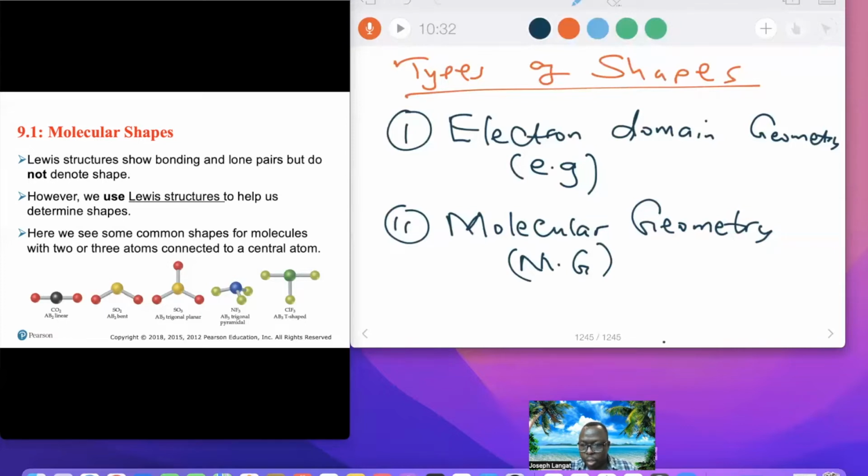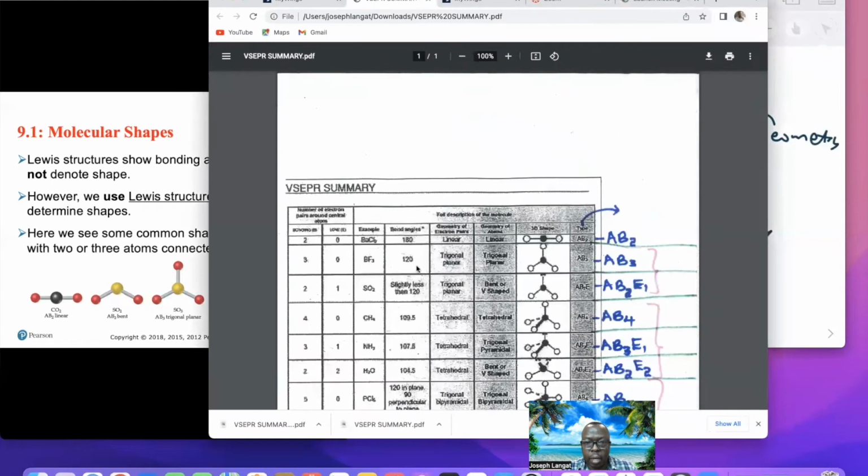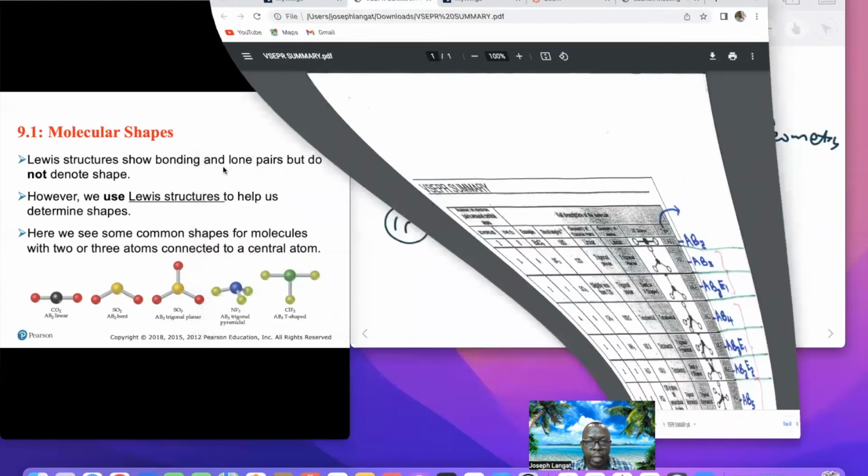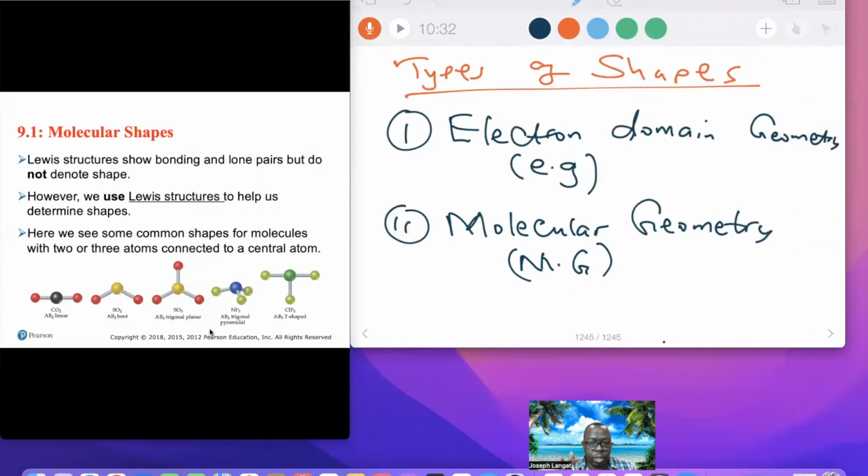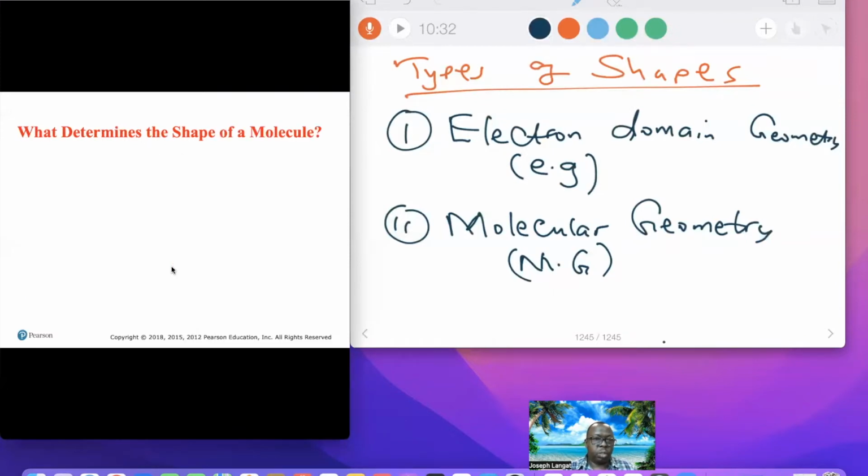In the handout, right here, there is the geometry. That is the geometry of the atoms. This is the molecular geometry. This is the electron domain geometry. That means looking at the domain of electrons around the central atom. So when you get there, you need to know this includes all the lone pairs. This does not include the lone pairs. It only looks at the atoms. So we will see how we end up with the definition of different shapes.